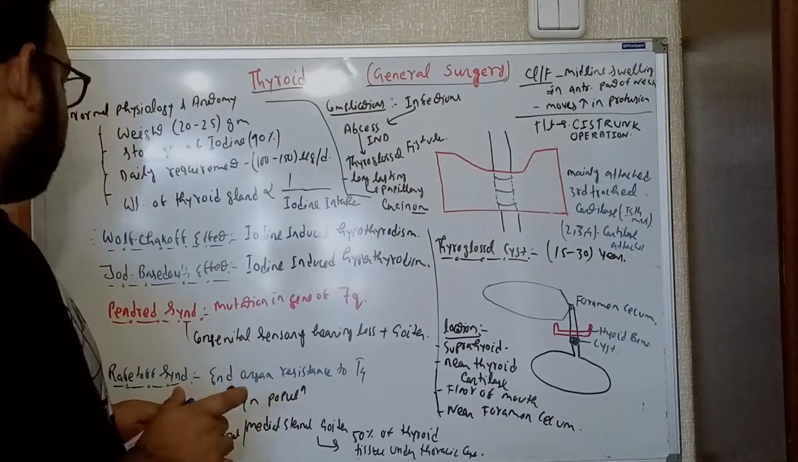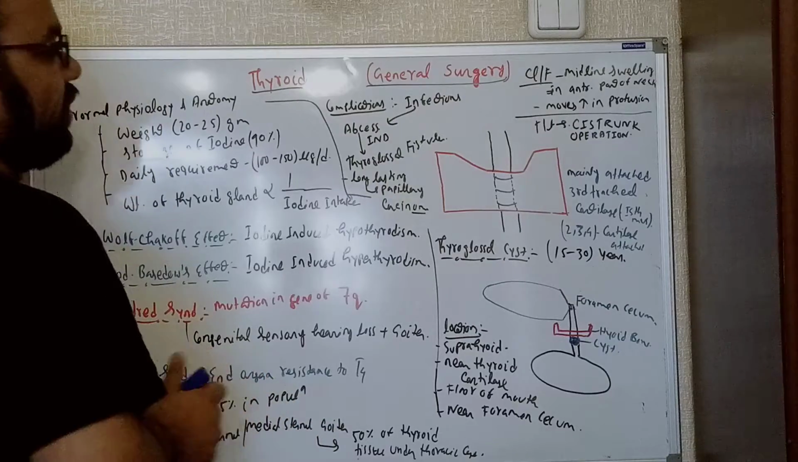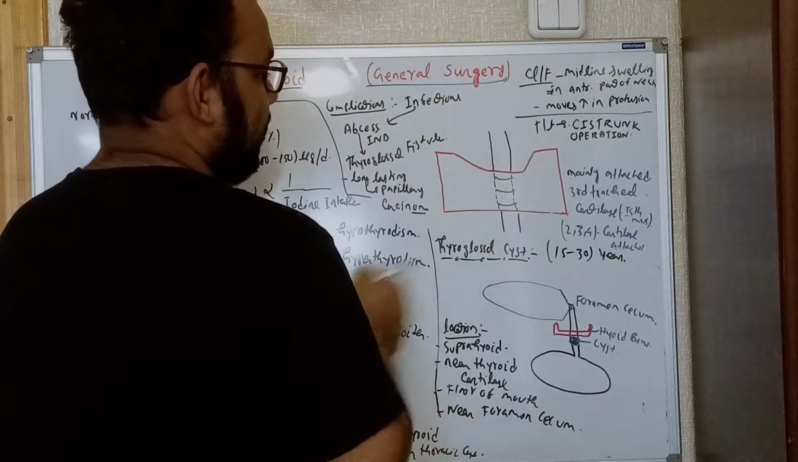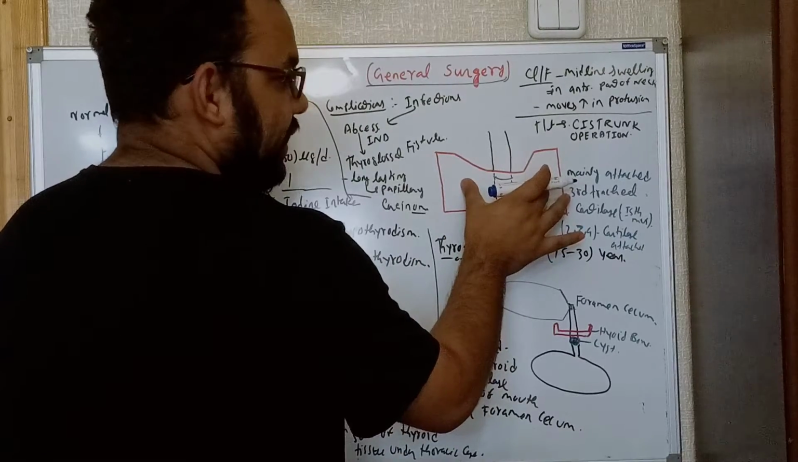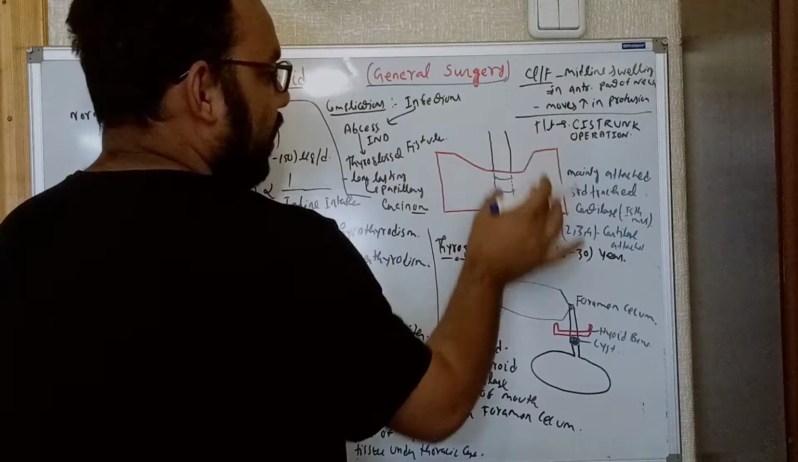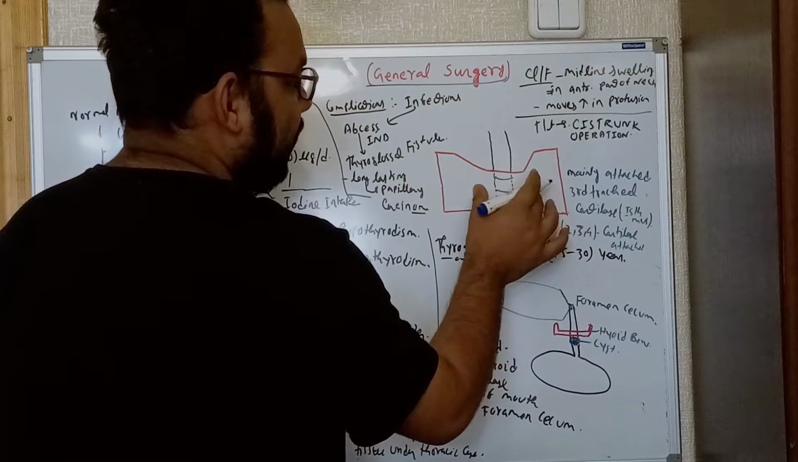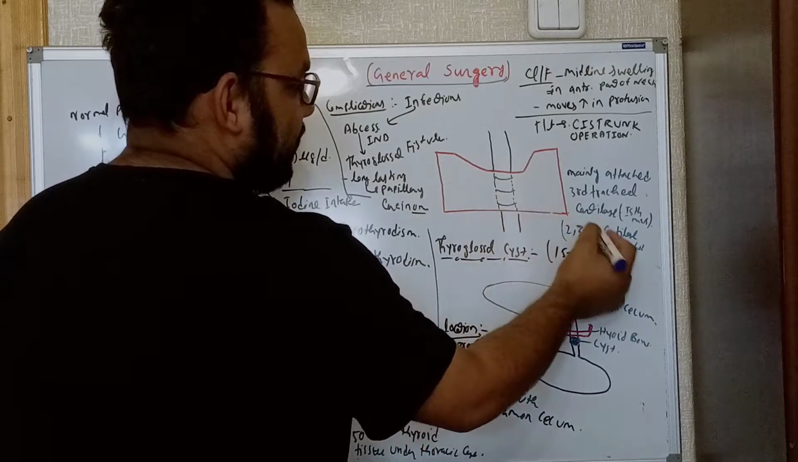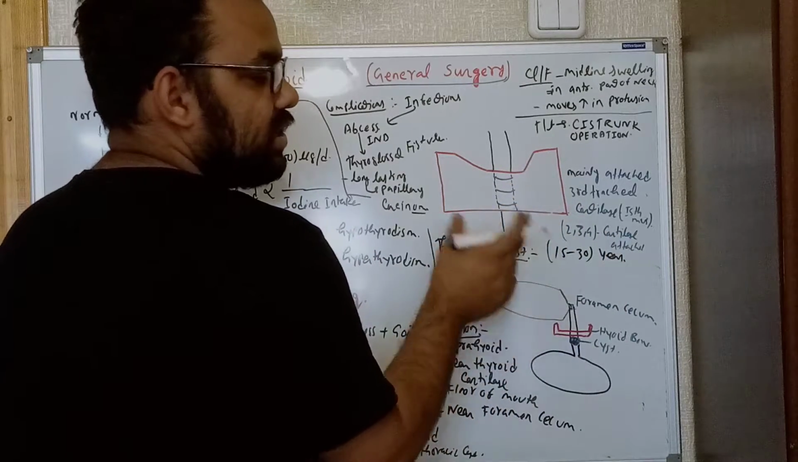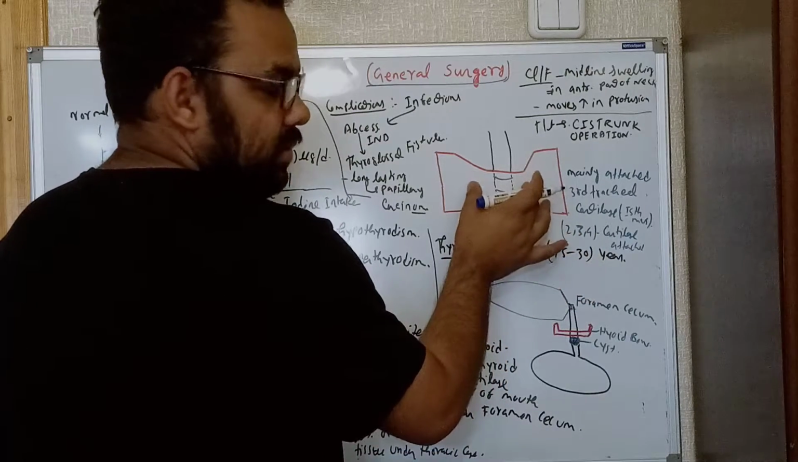Now, what is the normal position of the thyroid gland? We know it is anterior to the trachea. This is the thyroid gland, these are the two lobes, this is the isthmus part, and this is the trachea. The isthmus is connected to the tracheal cartilages. Basically, the second, third and fourth cartilages are connected with the isthmus, but mainly the third cartilage is connected with the isthmus of the thyroid gland.